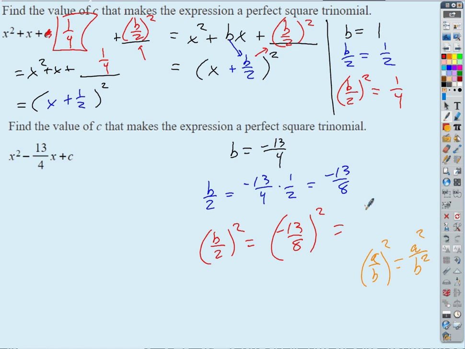Negative 149? 169? 69. Oh. Divided by 8 squared? Say it again? 64. There it is. That's what we want, isn't it? So the correct answer here is 169 over 64. Go to the boards real quick and try a couple of those for practice.